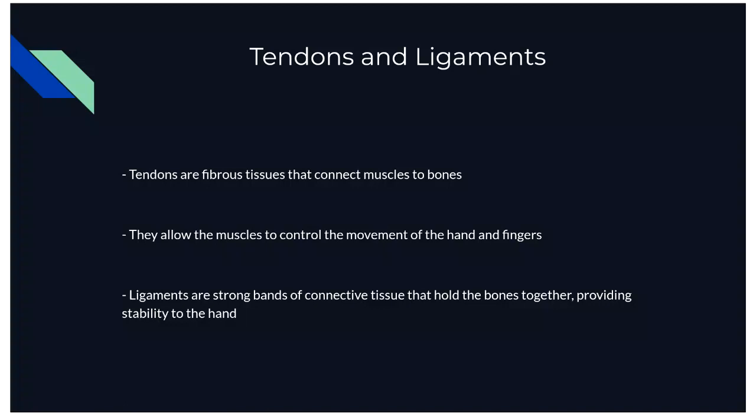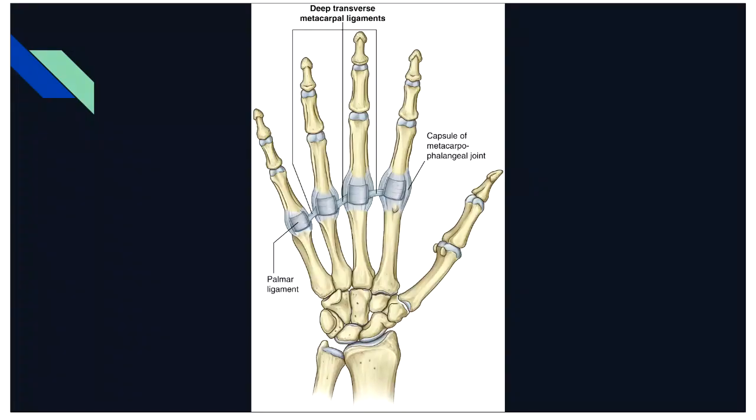Tendons and ligaments. Let's go through those. Tendons are the fibrous tissue that connect the muscles. This allows the muscles to control the movement of the hands. The ligaments are strong bands of connective tissue that hold the bones together, providing stability of the hand. Know these ligaments. You have the palmar ligament, capsule of the metacarpophalangeal joint, don't worry about that. Then you have the deep transverse metacarpal ligaments, down here, keeping the hand together so it doesn't abduct too far.